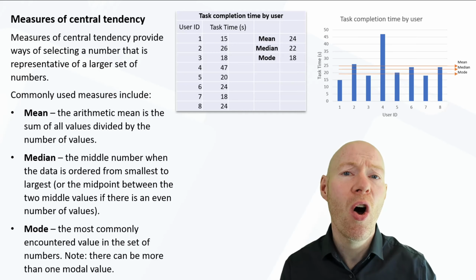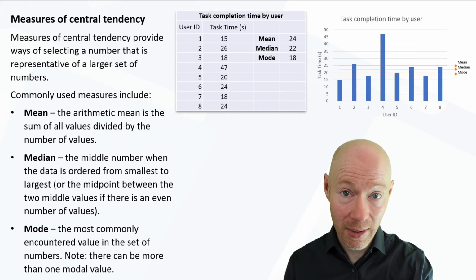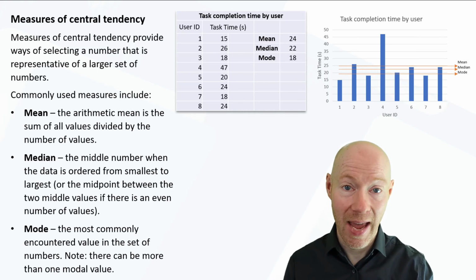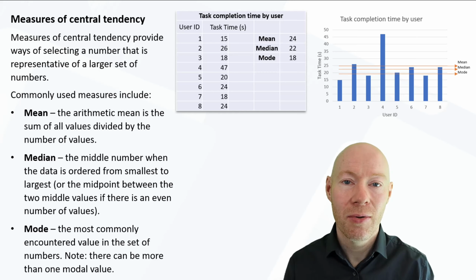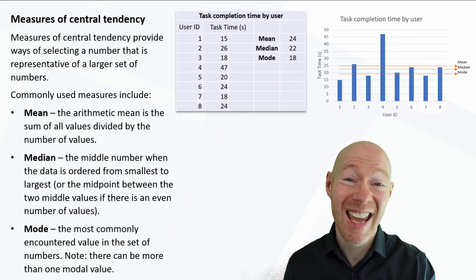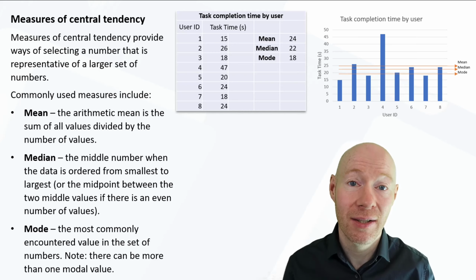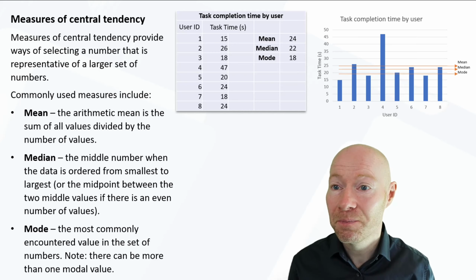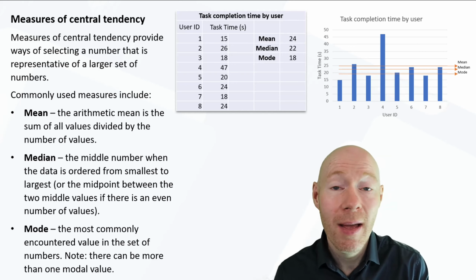The mode is also another one where we go through, we look at the data and we say, well, what's the most commonly occurring value? What value do we see appearing most frequently? And we'll pick that then as our measure of central tendency. So there's three different ways that we can go about picking a value that we think will be representative of the data.